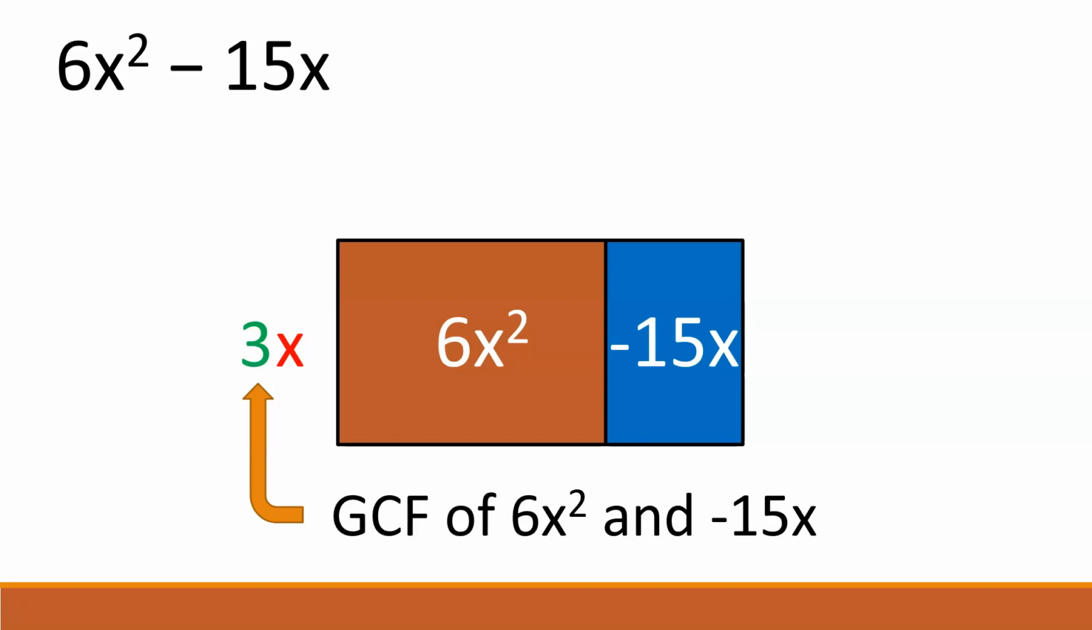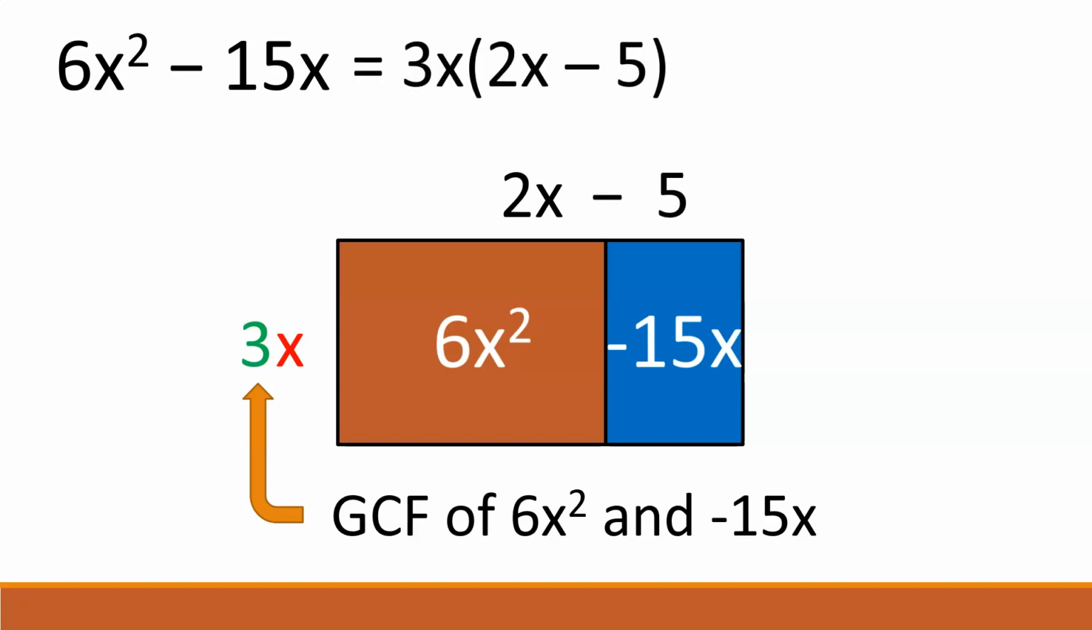Now let's look at the two smaller rectangles that make up our area model. First, the one that has an area of 6x squared. To get that area, we'd have to say 3x times something is 6x squared. That would have to be 2x. And then if we look at the area of the blue rectangle, which is negative 15x, we'd have to say 3x times something is negative 15x. That's negative 5. So when we factor 6x squared minus 15x, we can factor that into 3x times the quantity 2x minus 5.